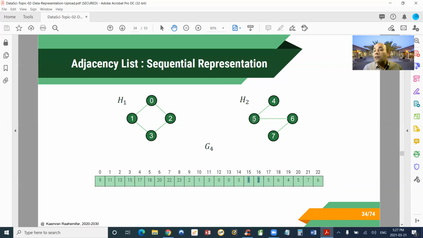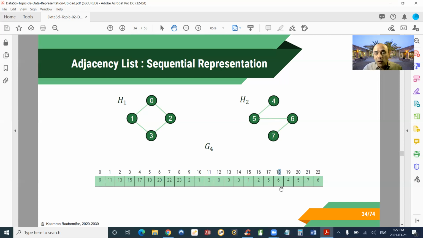Let's try this one more time. Node 4 is only connected to 5. So remember, 15 and 16 are already reserved. So when I talk about 4, I'm referring to cell 17. In cell 17, I only have 5, no more. So only 17 is reserved for 4. And therefore, when I talk about 5, I could potentially start from cell 18 right after. And 5 is connected to 4 and 6. So I'm going to have 6 and 4. 18 and 19 are going to be reserved for 5.